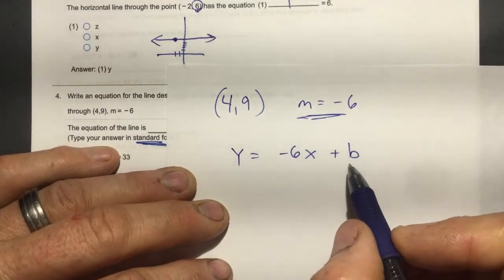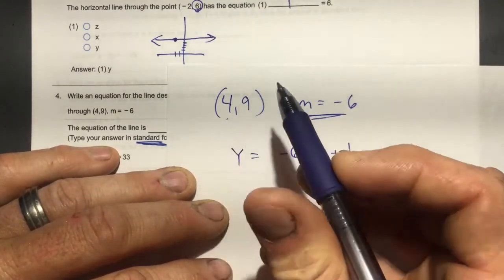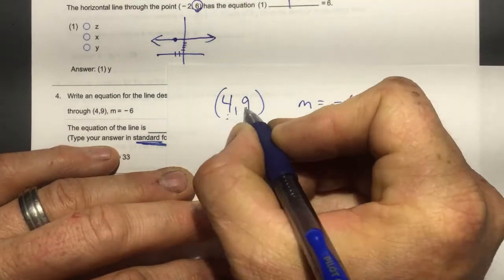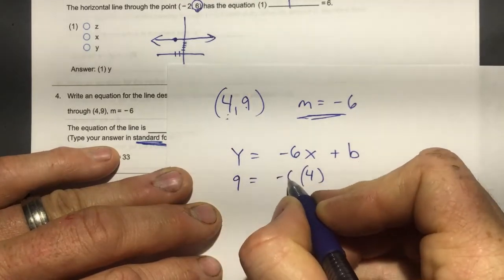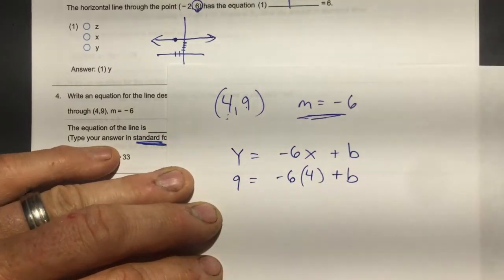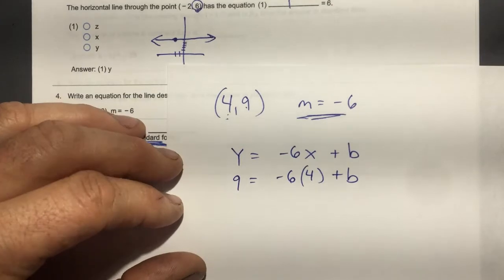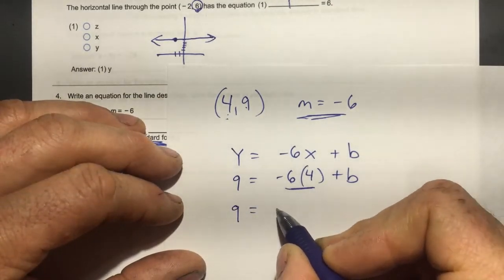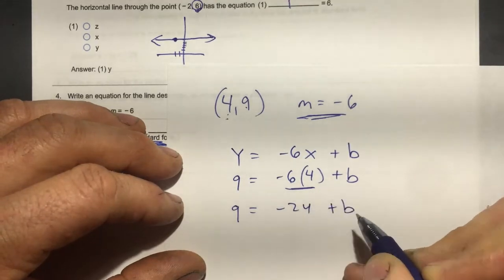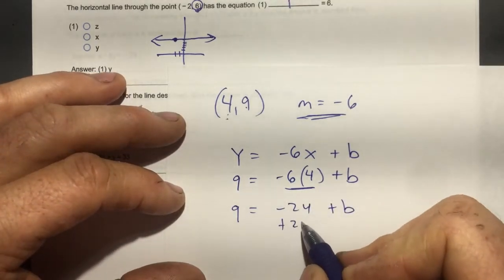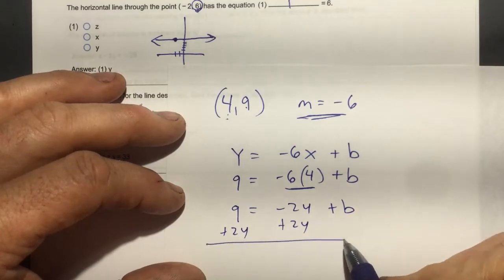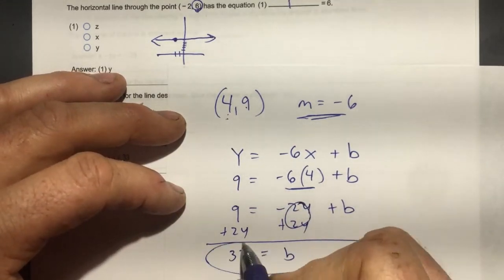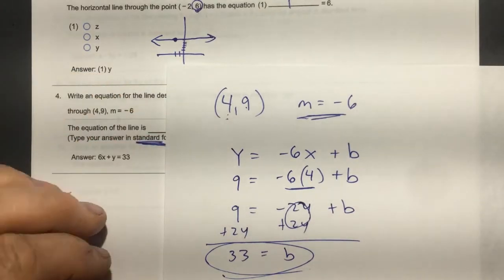Okay, well, I can figure out that b since I have this point. And just real easy, I just put 4 in for x right here, and I'll put 9 over here for y. So it looks like this. Okay, and then I multiply this. So 9 would equal -6 times 4, which is -24 plus b. And then I would add 24. This will go away, and this is going to be 33 equals b, and there you go. There's my y-intercept value, 33.